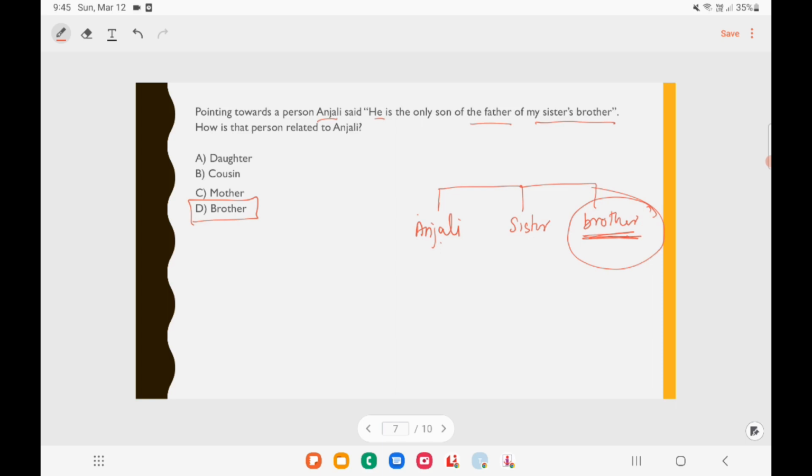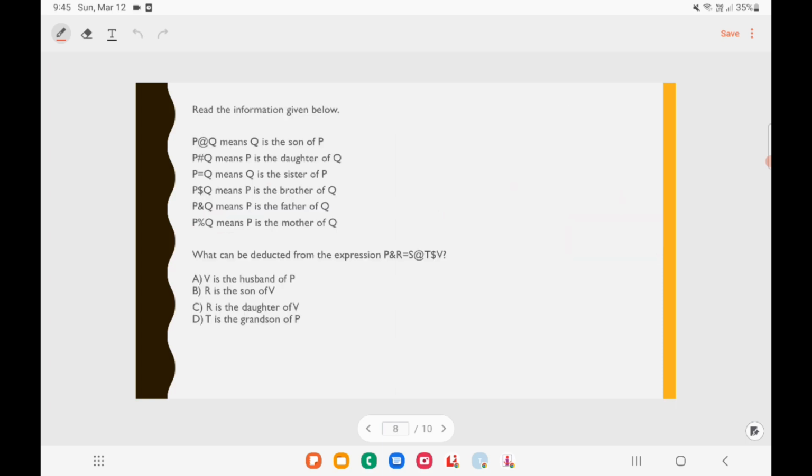That is also another method or another way to find the answer for this question. Now let us look into a different kind of question. This is also a different model of question that can be asked from blood relation.